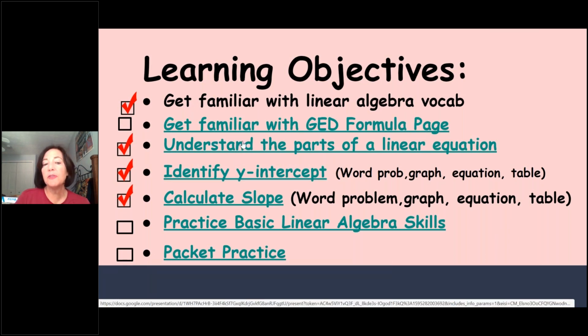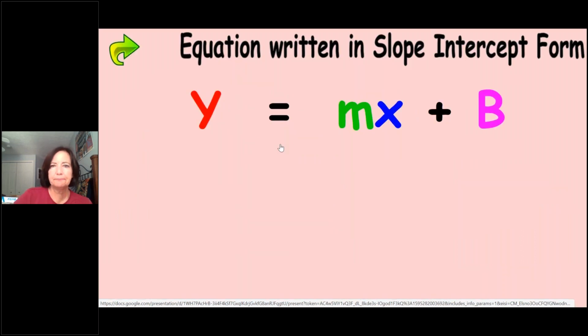The next thing I want to review that's also covered in my previous videos is understanding the parts of a linear equation. The linear equation, this is that equation that's on the formula page that I said is the most important, the most helpful one. And it is y equals mx plus b. Well, you have to understand what that means in order to make sense of it and to use it when you're solving problems.